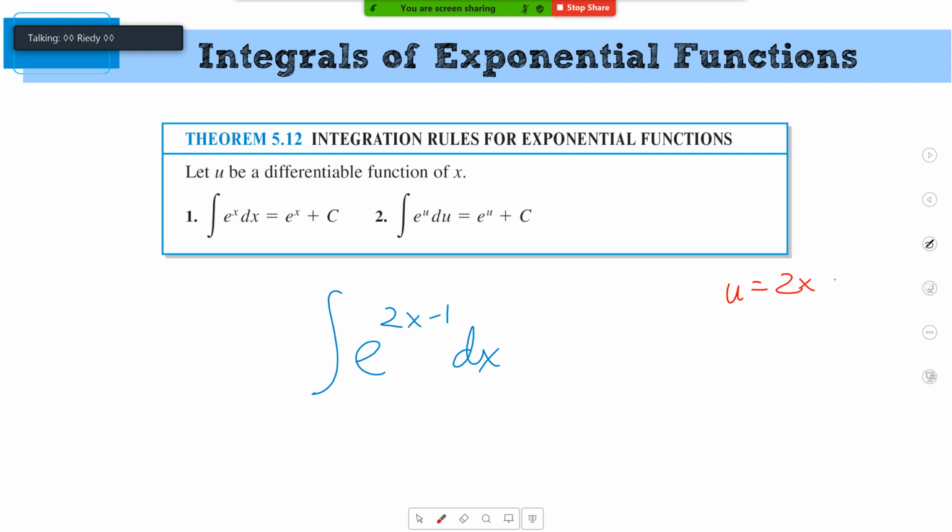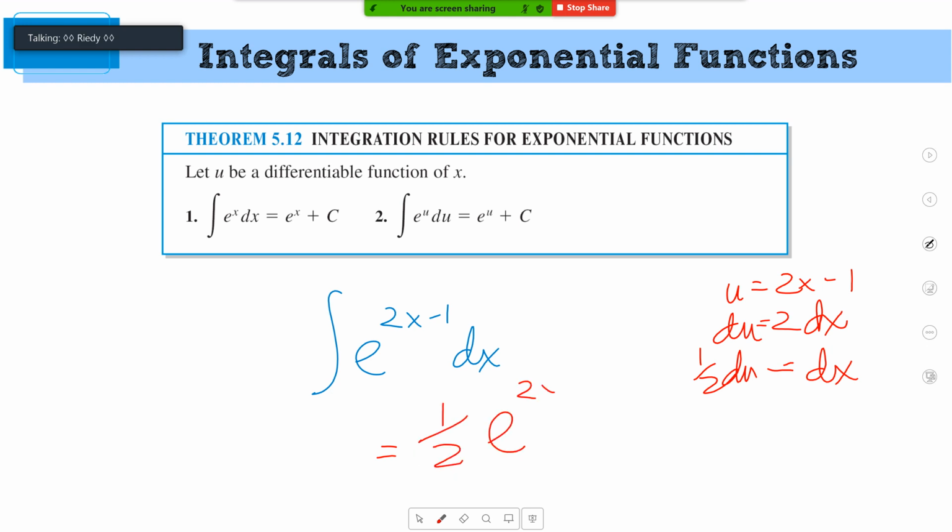U would be equal to 2x minus 1. du is equal to 2 dx. So dx is equal to 1/2 du, which means we would get 1/2 times e to the 2x minus 1 plus c. And that's a big jump.